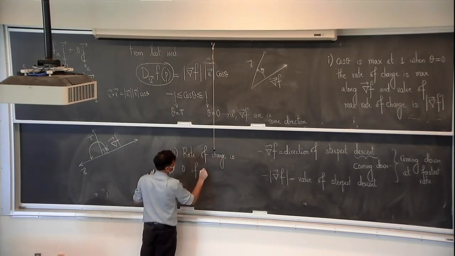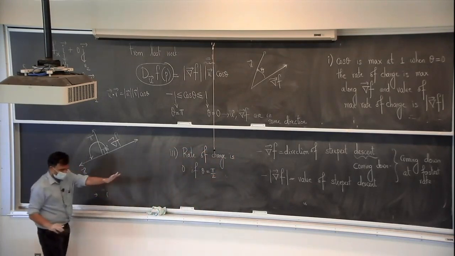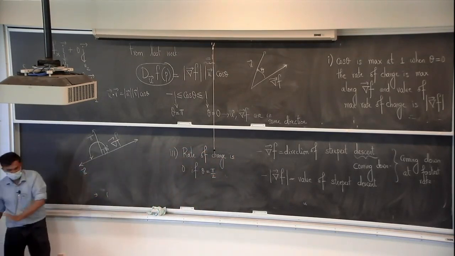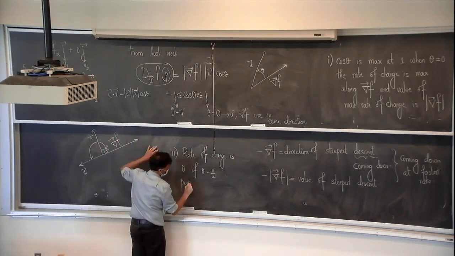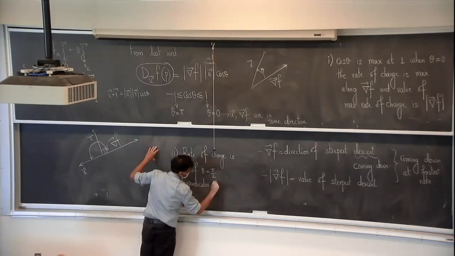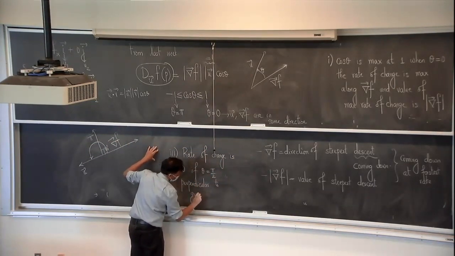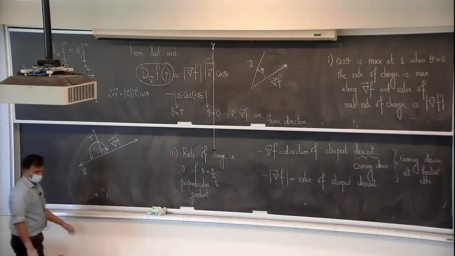If theta equal to pi over 2, which means instead of moving along the gradient or opposite to the gradient, you are moving perpendicular to the gradient, then nothing is going to change. Okay, you're just going to stay where you are.